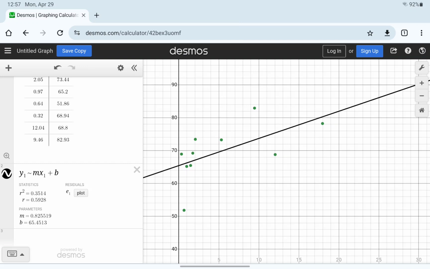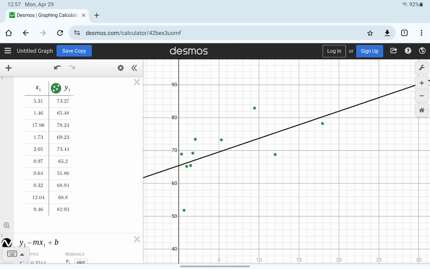We have a couple others, the United States with CO2 emissions at 17.96 and a life expectancy of 78.24. That's this value that's pretty high above our line of best fit. And then Russia's emissions at 12.04 and a life expectancy of 68.8 is hanging a little bit below that line.